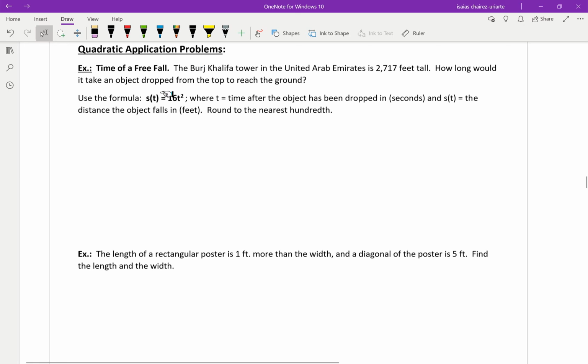They tell us here to use this formula, S of t equals 16t squared. t represents the time after the object has been dropped in seconds, and S of t is the distance that the object falls in feet. So round to the nearest hundredth as necessary. And our question is, how long does it take the object to reach the ground? So pause the video, see if you can answer it.